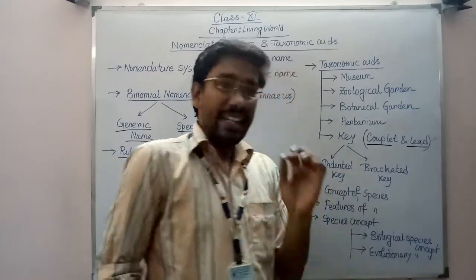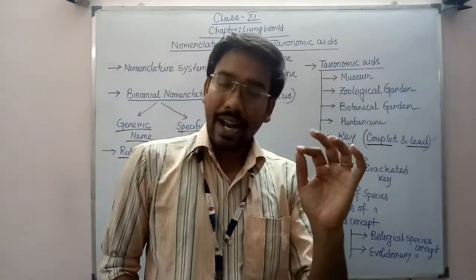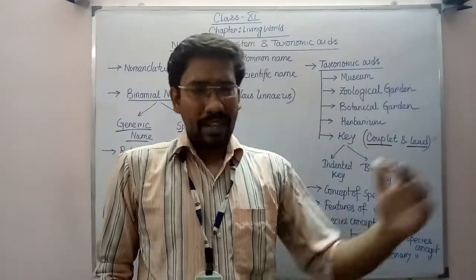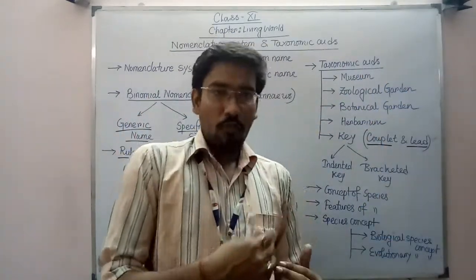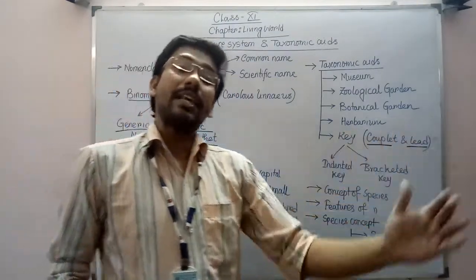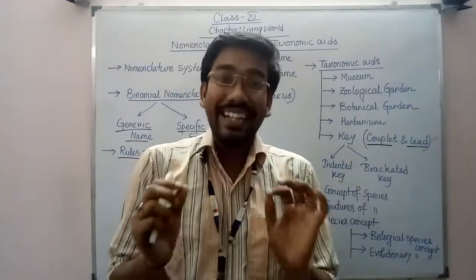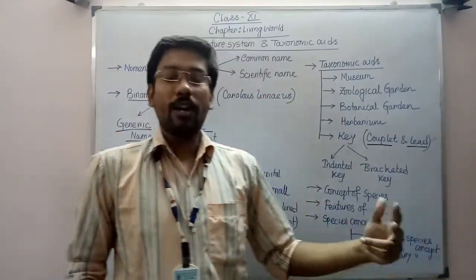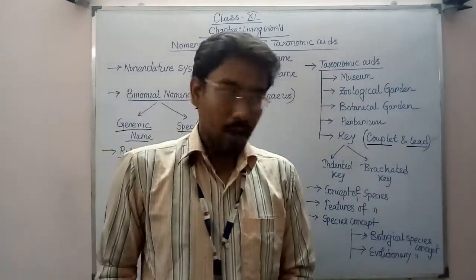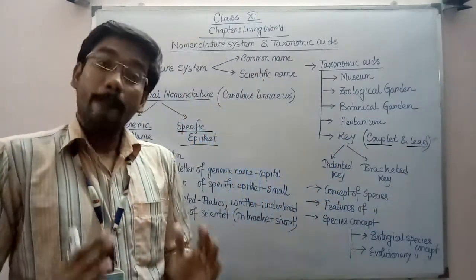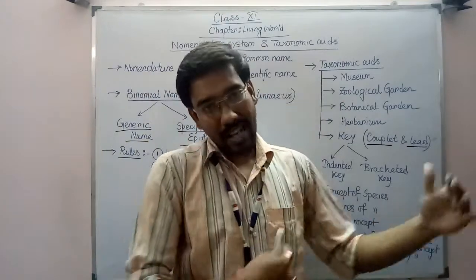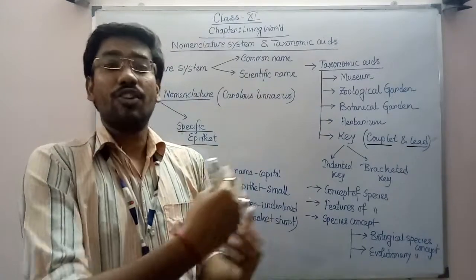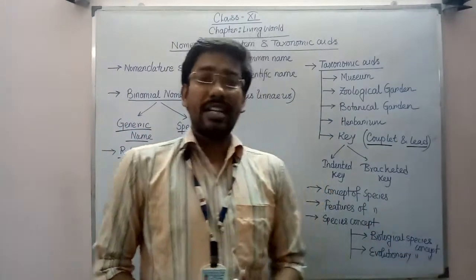Key can be of two types, indented key and bracketed key. What is indented key? When the characteristic features of any organism are enlisted in a pair manner, obviously, and also in a sequential manner, then it is called an indented key. Again I am repeating, suppose you have a key where the contrasting pairs of features are enlisted in a sequential manner, then it is called an indented key. But bracketed key is a kind of list of contrasting pairs of characteristics where the features are not written in a sequential manner.